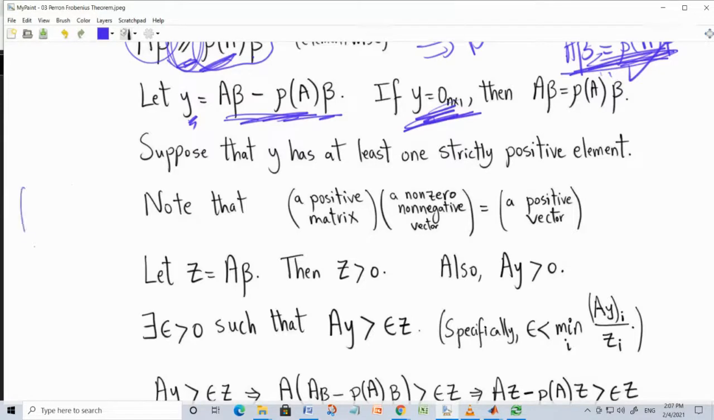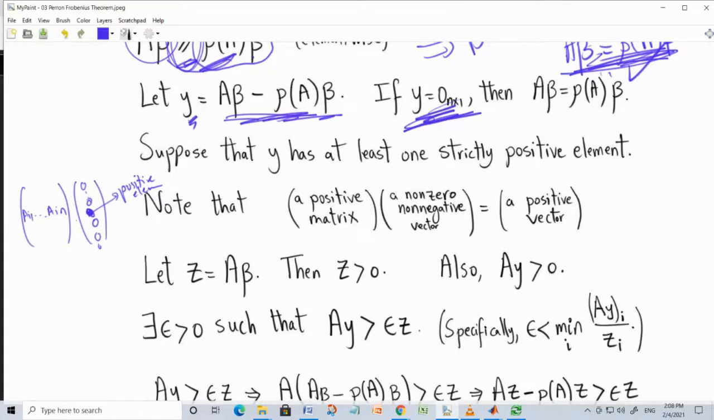So you have a matrix that is strictly positive, so you have elements, and those elements are strictly positive. Now you multiply by a vector. This vector may have zeros, but suppose it has somewhere here a positive element, and then perhaps other zeros.